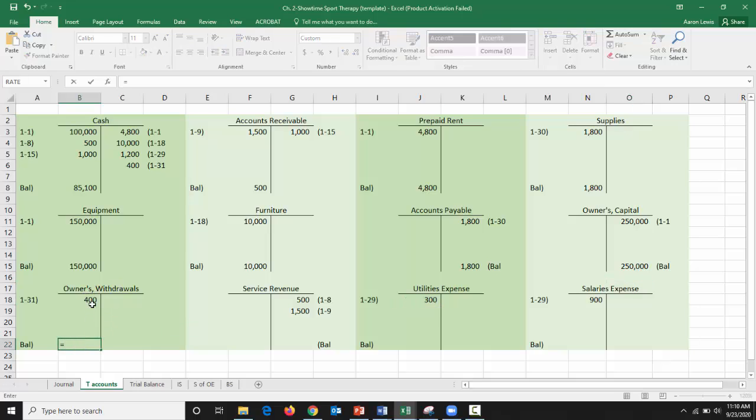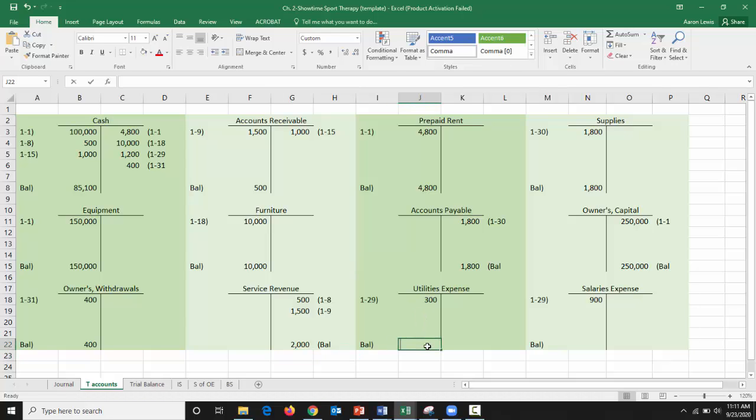We only have one thing, so let's bring down that $400. Revenue accounts go up on the credit side, down on the debit side. So we would add all our credits, subtract all our debits. We have two of them. So if we did $500 in revenue on the 8th and $1,500 in revenue on the 9th, we add those two together and we come up with $2,000.